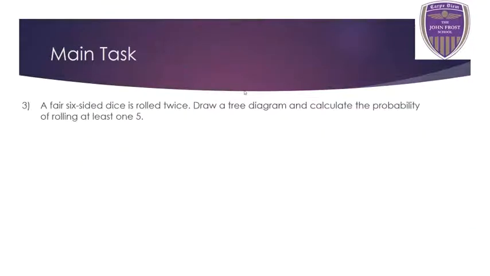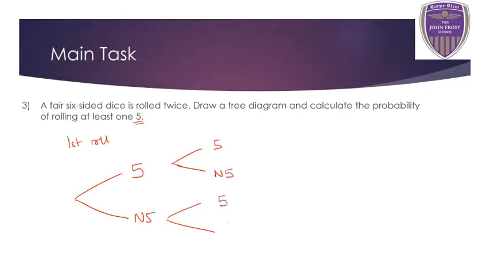And last one then for the main task. Okay, a fair 6-sided dice is rolled twice. Draw a tree diagram and calculate the probability of rolling at least 1 5. So before we worry about the question, let's do the diagram. Okay, so this is the first roll. And we're talking about whether or not we're getting a 5 in the question. So that means we're getting a 5 or we're not getting a 5. That's what I would put on there. So then for the second set, it's either a 5 or it's not a 5. And then it's either a 5 or it's not a 5. And obviously this is the second roll.